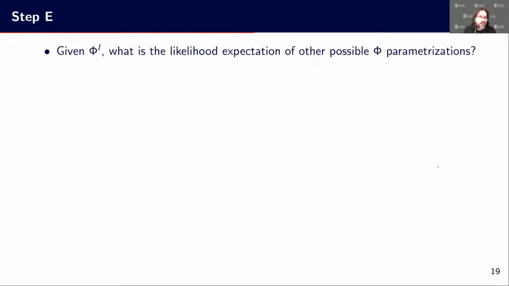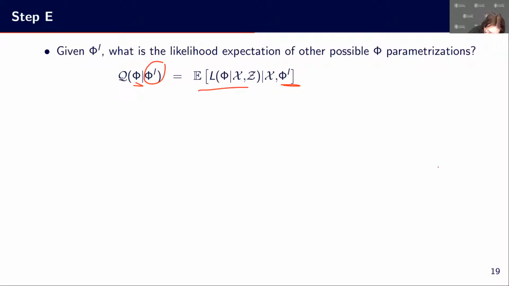So at the step E, we have the given parameterization of step l, that is the likelihood expectation of another. So what is the likelihood expectation of another possible parameterization? We have the current one, and what is the expectation of a new parameterization that relies on the current one? So we want to get a new parameterization here, and we have the current one there. We are looking at the expectation of log likelihood of getting a given parameterization according to X, Z, and also the previous parameterization.